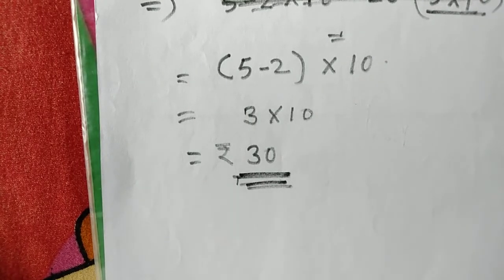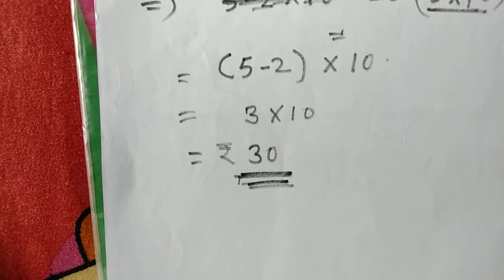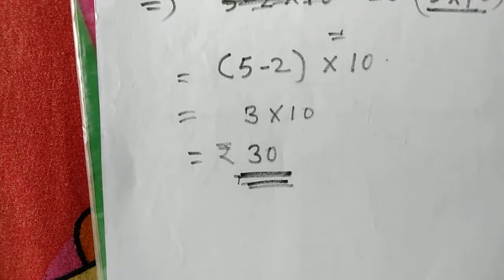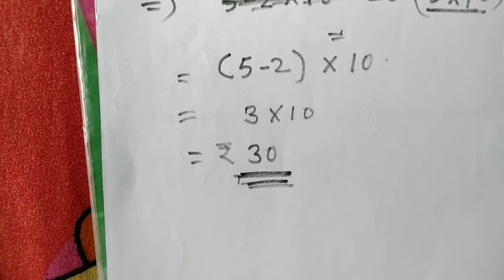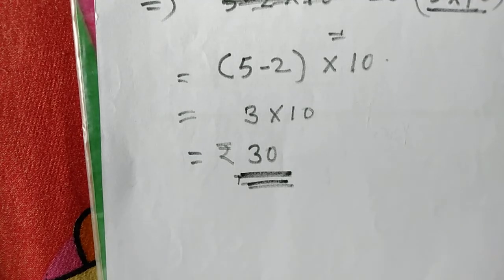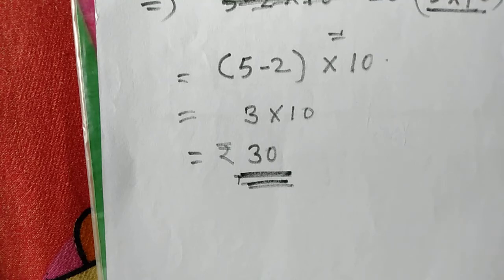How much he paid? He paid ₹30 for 10 pencil, जो उसको बाहर में कितने में मिल रही थी, ₹50 में मिलती थी. It means ₹20 he saved. Okay, so what is your answer? Your answer is ₹30. Okay children, hope today's simplification is clear for you all.